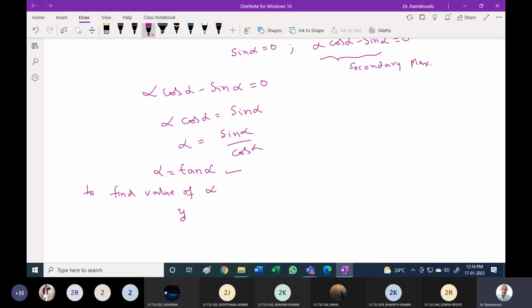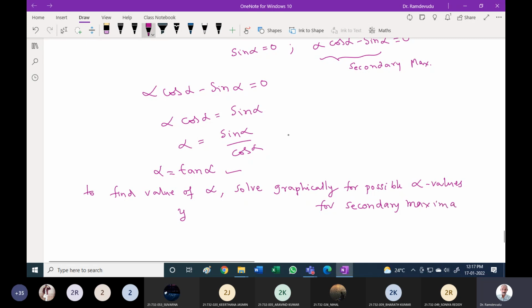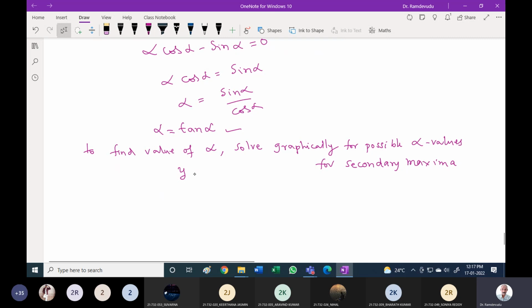I will solve graphically. So I do graphical analysis to get possible alpha values for secondary maxima. To solve graphically, I'll take y equal to alpha, which is a straight line, but since alpha is equal to tan alpha, therefore y is equal to tan alpha.